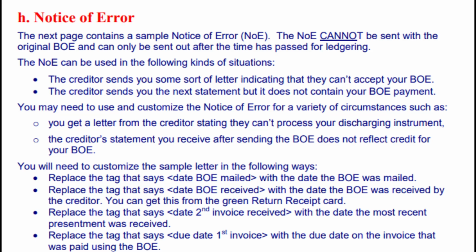The next page contains a sample notice of NOE. That's an abbreviated version, an acronym for that. NOE cannot be sent with the original BOE and can only be sent out after the time has passed for ledgering. So you give them 15 days to get the ledgering done, which is basically them just signing it and processing your payment as a check, and that's how they're supposed to be getting it done. If they don't, for some reason, do that, then you want to get the notice of error going.